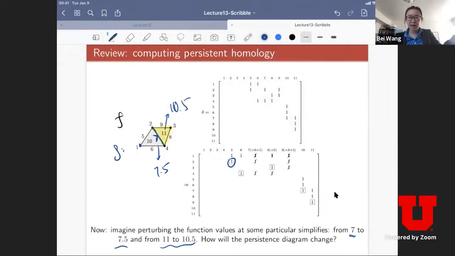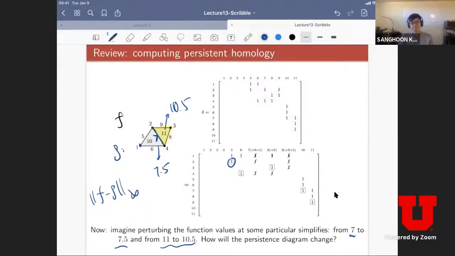If I make a quick guess, what is the L infinity distance between f and g? I only perturbed by 0.5. What's that? 0.5. Exactly, right? Because there are only two simplices where I perturb the function value, and the change of that function value is 0.5. Okay? So now the stability is telling me that if I compute the persistent diagram of f, which is exactly this reduction, versus computing the persistent diagram of g, which is a small modification of this reduction, perhaps, the bottleneck distance between the corresponding persistent diagrams is at most 0.5.